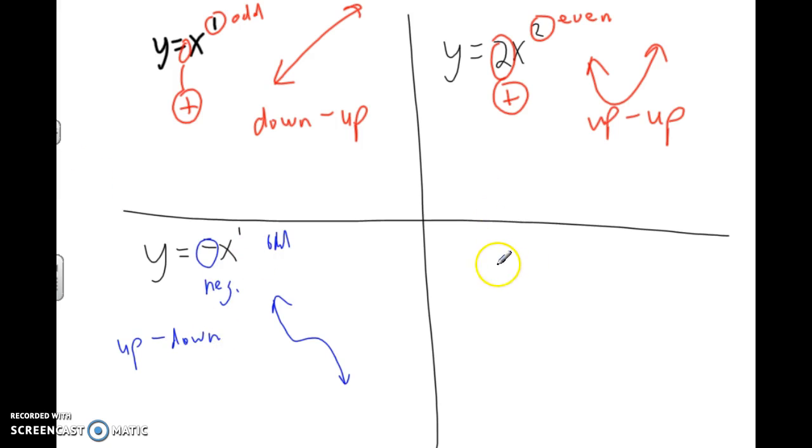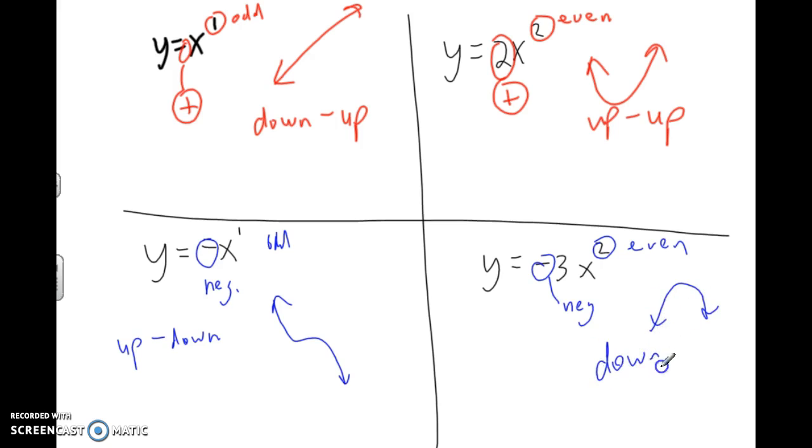And finally, we have the last case, which is negative x squared. This is negative, and this is even. Negative and even always has the same behavior. It looks like that. It's going to be down, down. So those are the four cases.